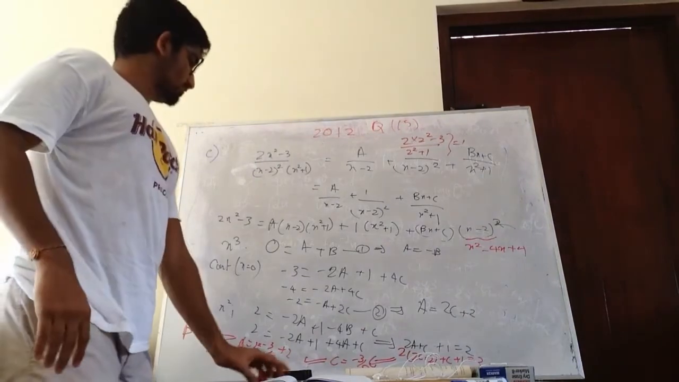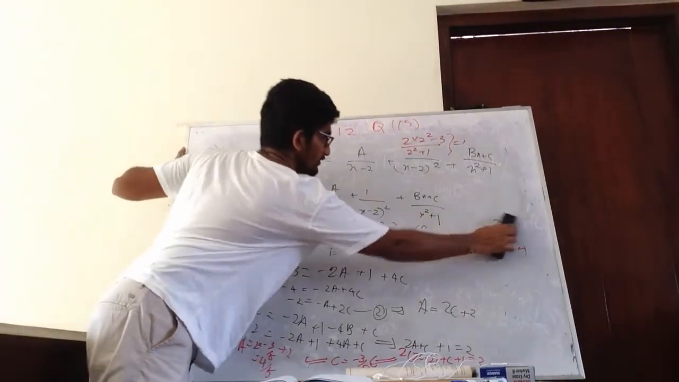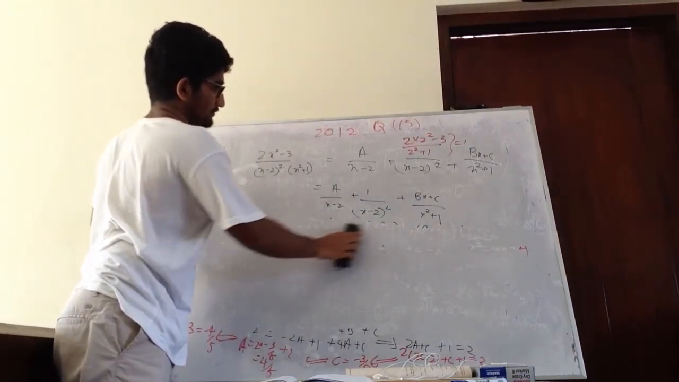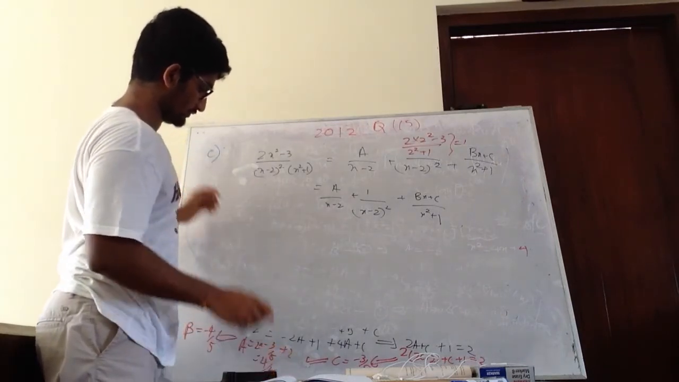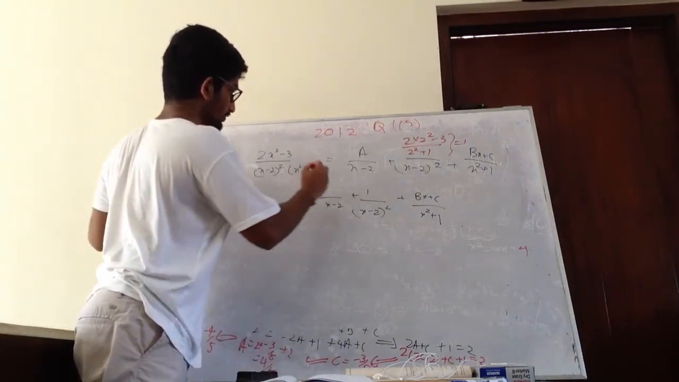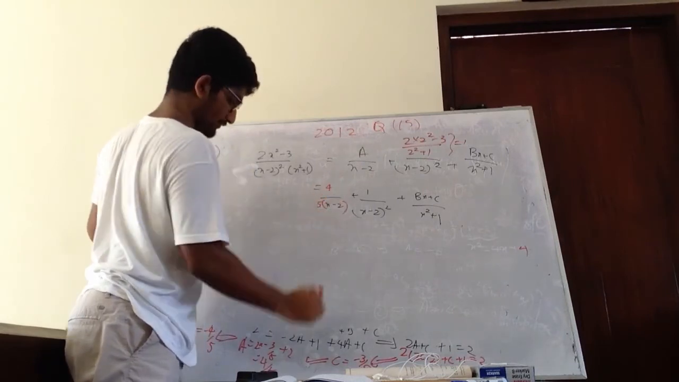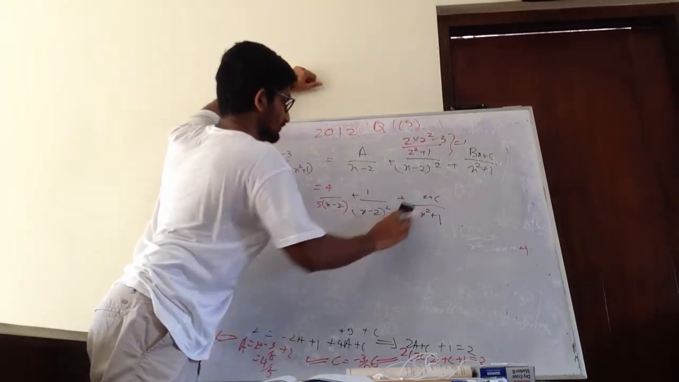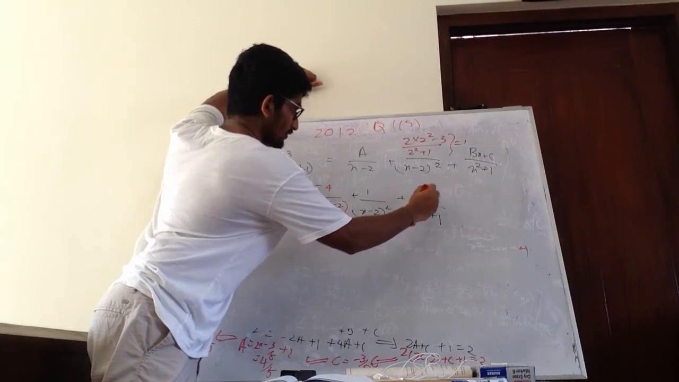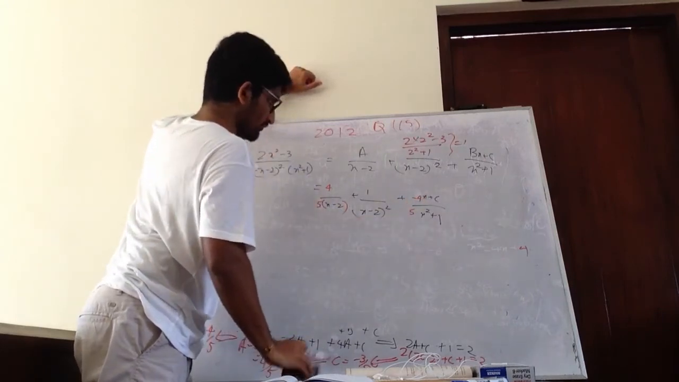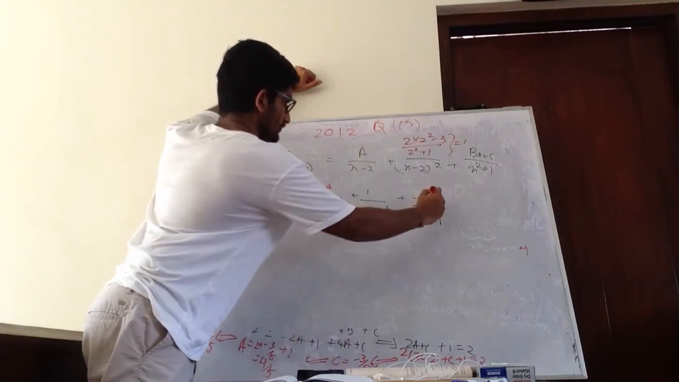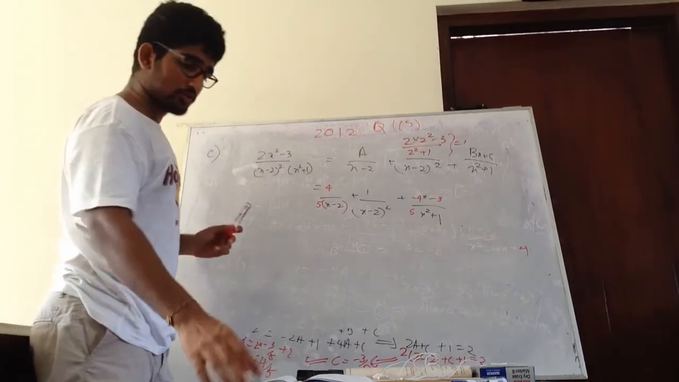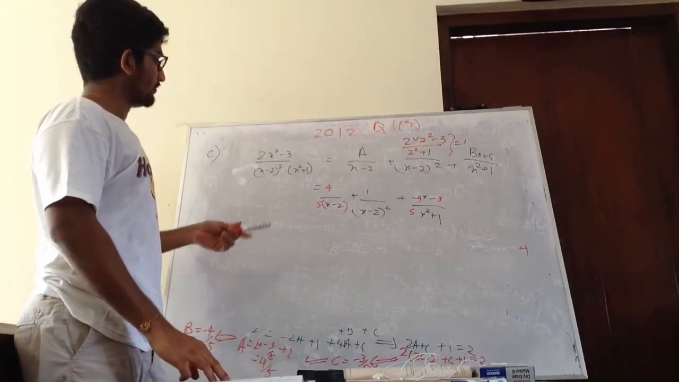So now let's substitute what we found. A is going to be 4/5. B is going to be minus 4/5. C is going to be minus 3/5. Okay? So now what you need to do is basically integrate this. No?